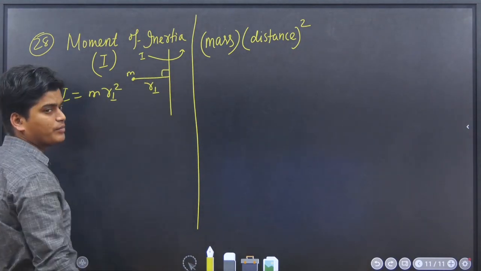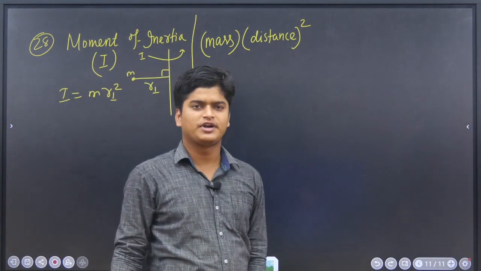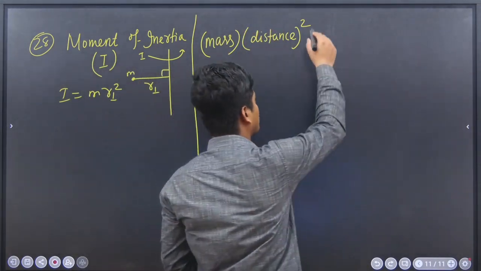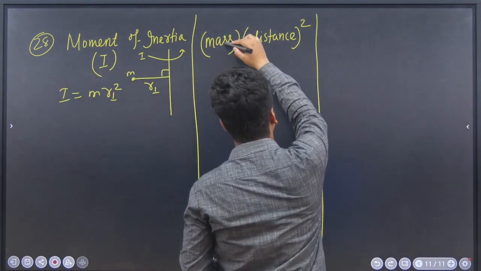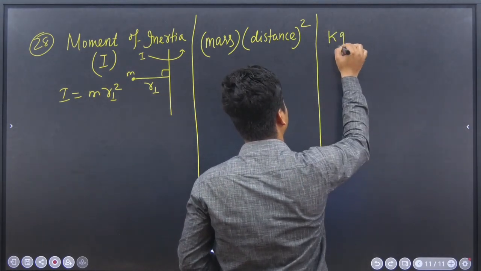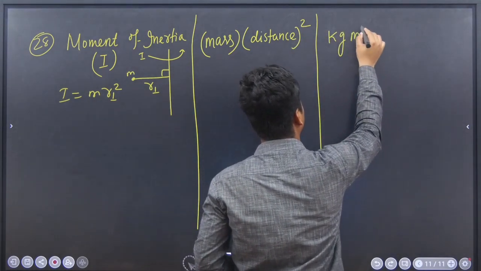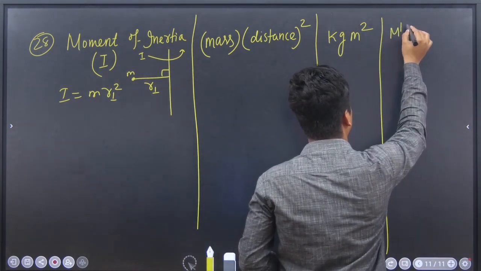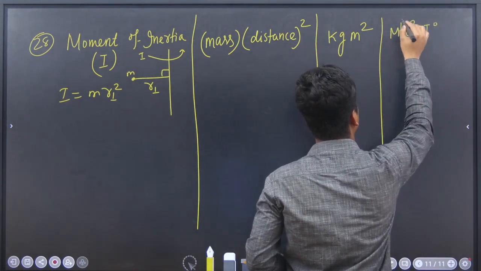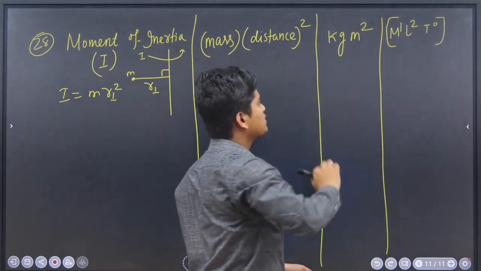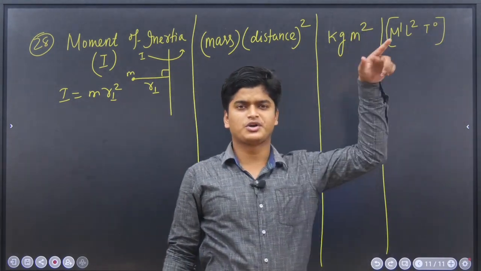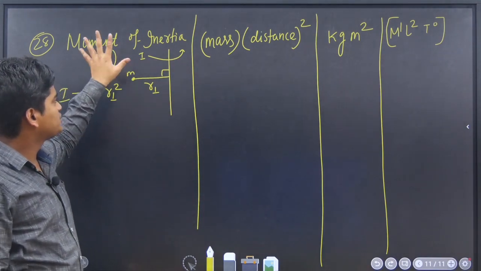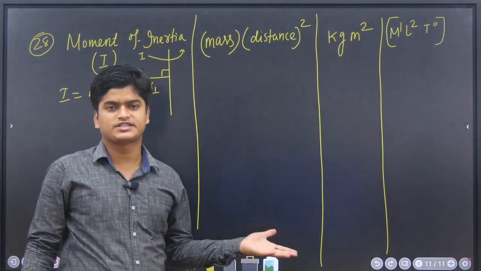Remember here it should be the perpendicular distance, so I write perpendicular square. Or you can say basically mass into some distance square. If you want to write the SI unit, for mass the SI unit is kg, for distance the SI unit is meter, so it will be kg meter square. The dimension is M to the power 1, L to the power 2, T to the power 0. Why is it coming? Because L to the power 2 will come from meter square, so T to the power 0. So moment of inertia you can understand like mass in rotational mechanics.